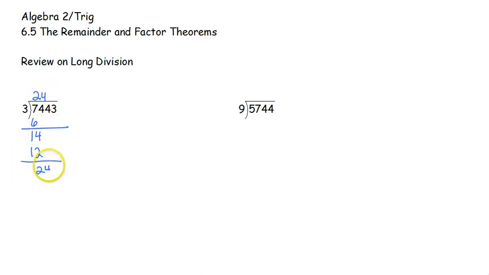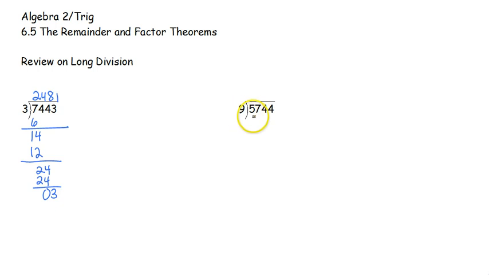Bring down the 4. How many times does 3 go into 24? That's exactly 8 times. No remainder. We bring down the 3. 3 can go into 3 one time. So 7,443 divided by 3 is 2,481. Let's try that again.